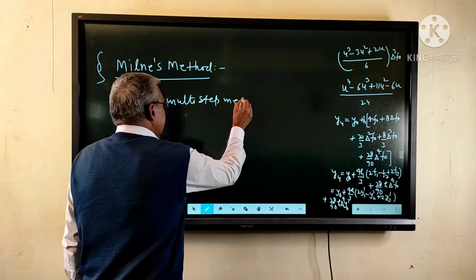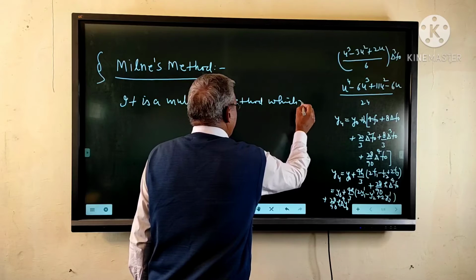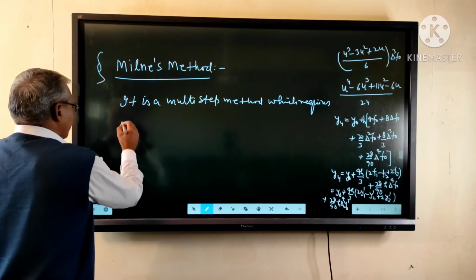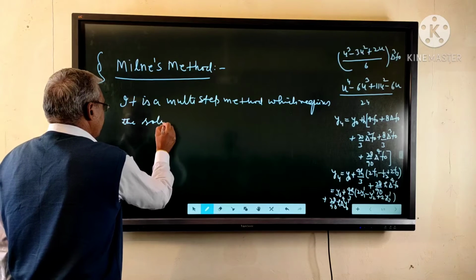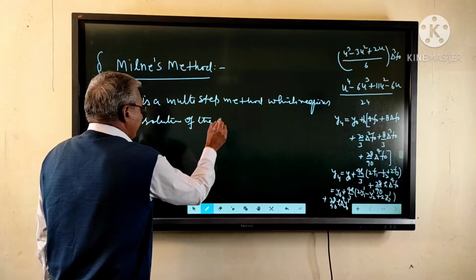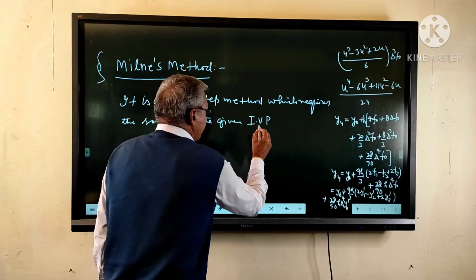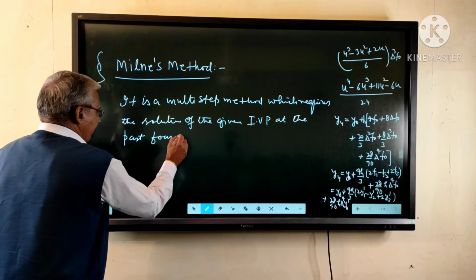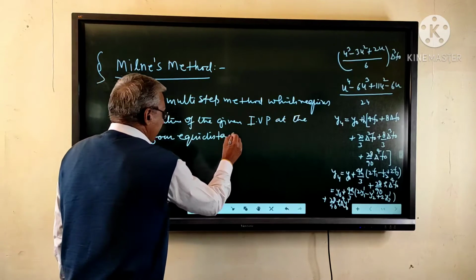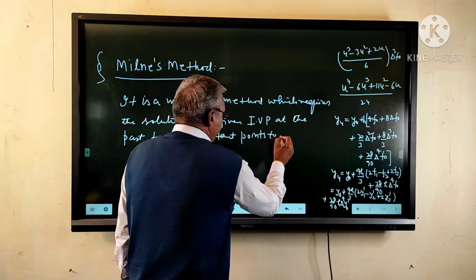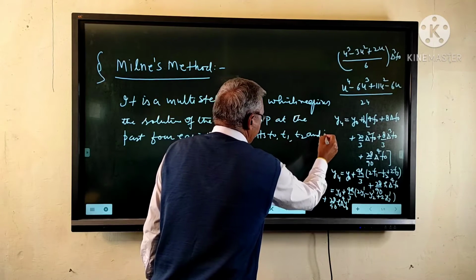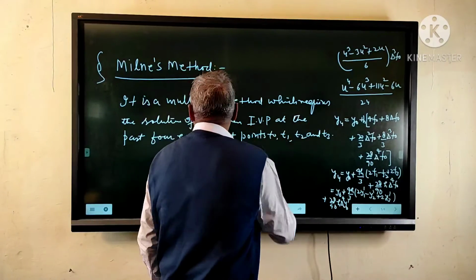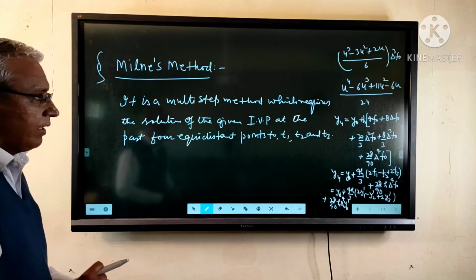it is a multi-step method which requires the solution of the given initial value problem at the past 4 equidistant points t0, t1, t2 and t3.